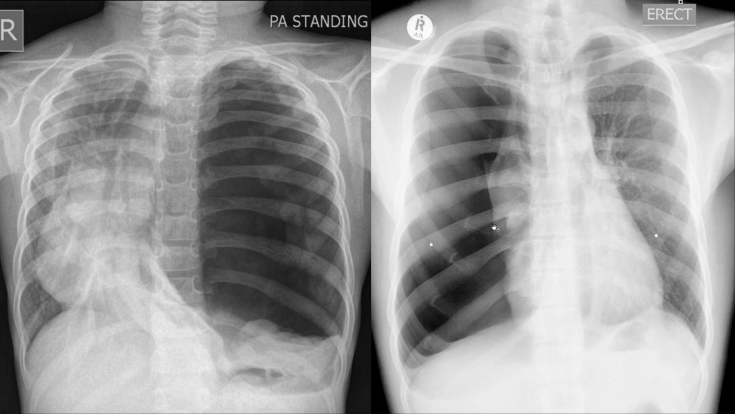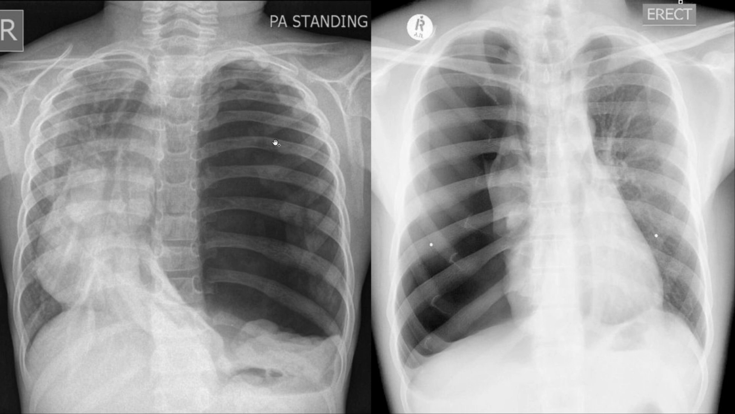Here's just some X-rays to show you the tension pneumothorax. So if you look at the trachea here, it's deviated. You've got a big black area where the lungs should be. That's a very serious tension pneumothorax.